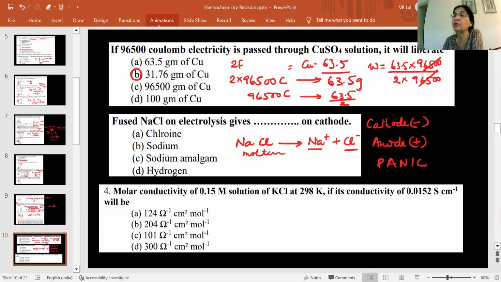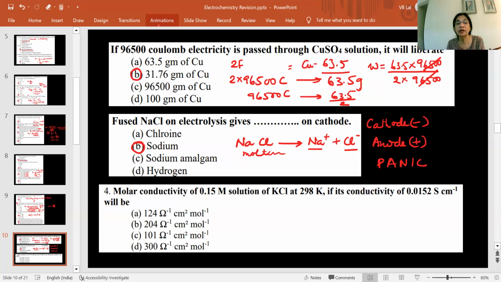It will be attracted towards the cathode. So what will be deposited at the cathode? Sodium, because there are only sodium and chloride ions. The positively charged ions will get deposited at the cathode. And what will get deposited at the anode? Chlorine. So that is how you have to learn.